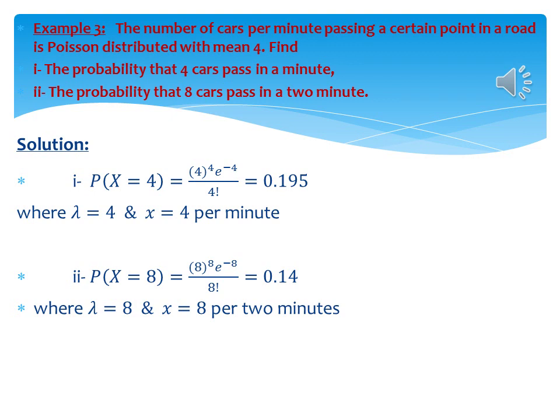Number 2: the probability that 8 cars pass in 2 minutes. Probability of x equal 8 equals lambda power x, where lambda is equal to 8. Why 8? Because 4 cars per minute over 2 minutes. So 8 power 8, e to the minus 8, over factorial 8. Where lambda is equal to 8, x equal 8 per 2 minutes. So x equal 4 per minute and x equal 8 per 2 minutes: 4 times 2 is equal to 8.